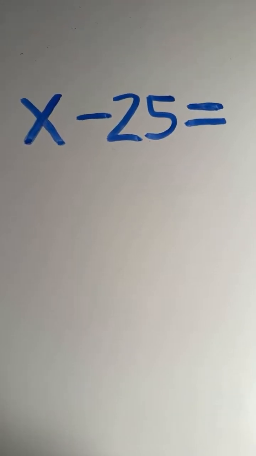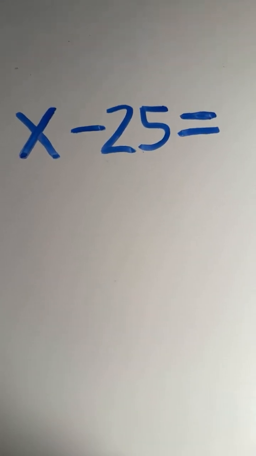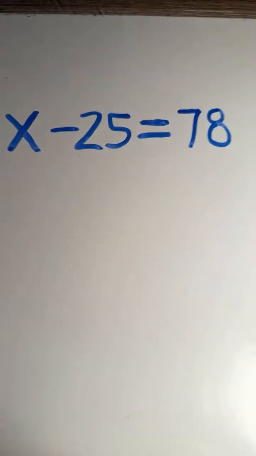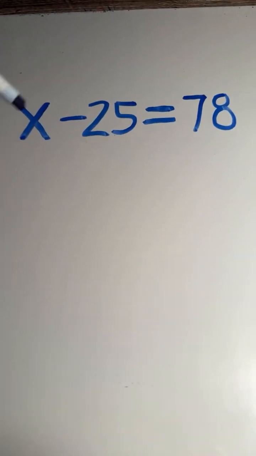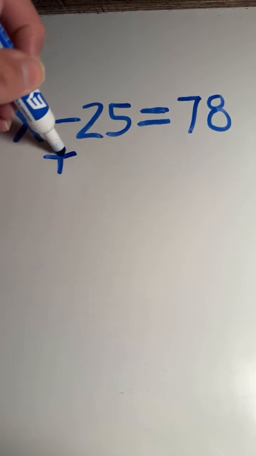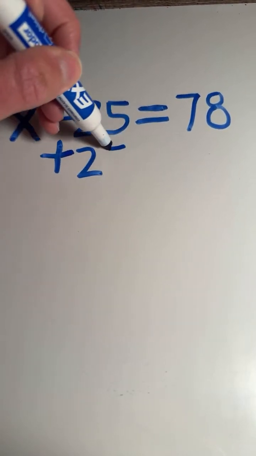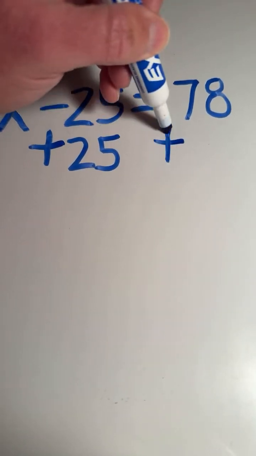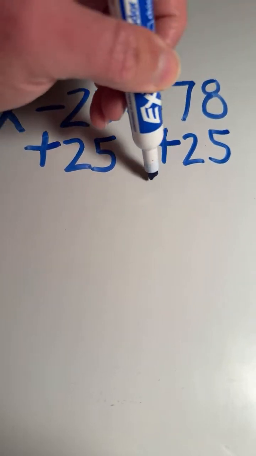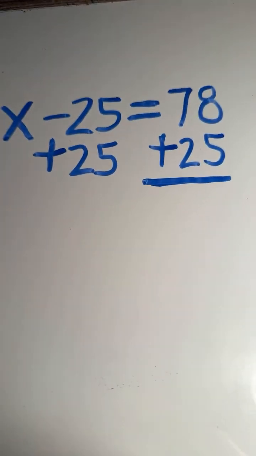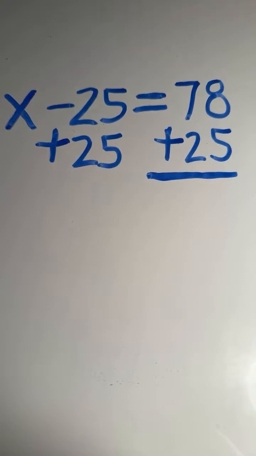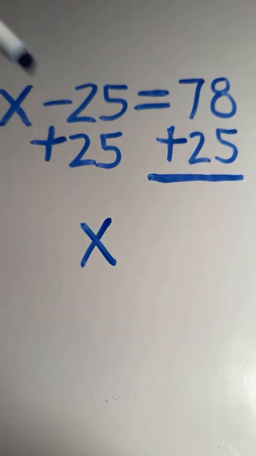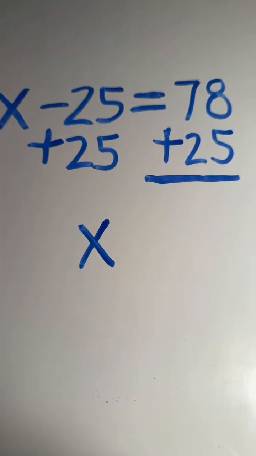So x minus 25 equals 78. We have to find the value of x. Remember, whatever the operation is, we have to do the opposite. Since the operation in the number sentence is subtraction, we have to add to find our answer. So you're going to add 78 plus 25. And our answer to 78 plus 25 is going to tell us the value of x.